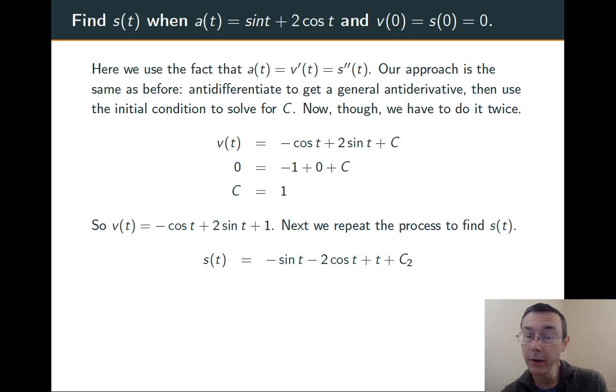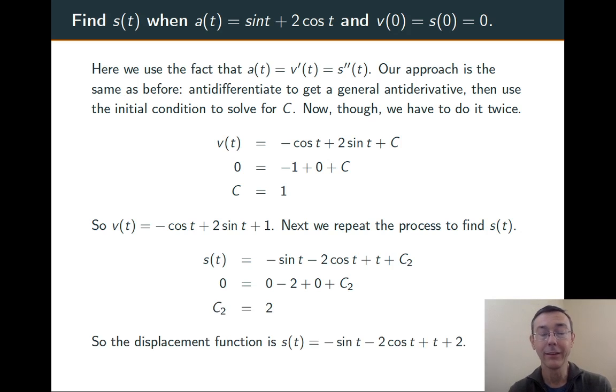Next, we have to plug in our initial condition. S of 0 equals 0. Sine of 0 is 0. Cosine of 0 is 1. So overall, I get c2 is equal to 2. The displacement function overall is s of t equals negative sine t minus 2 cosine t plus 2.